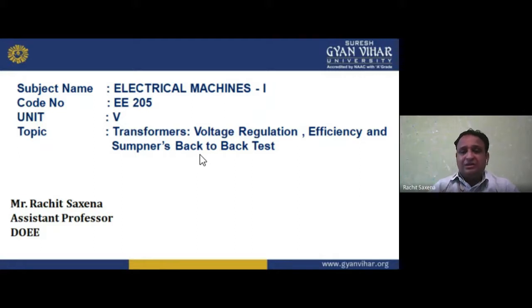So the basic consideration in this: we are not changing any frequency, but we are changing the voltage level up and down. We are changing the current level corresponding to that up and down. So step up and step down the voltage level. And if I'm talking about the types, on the basis of supply we have single phase and three phase.